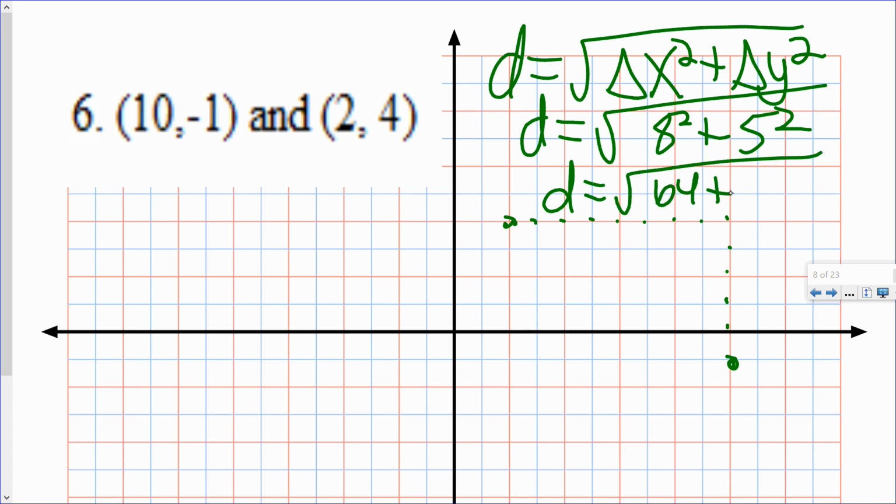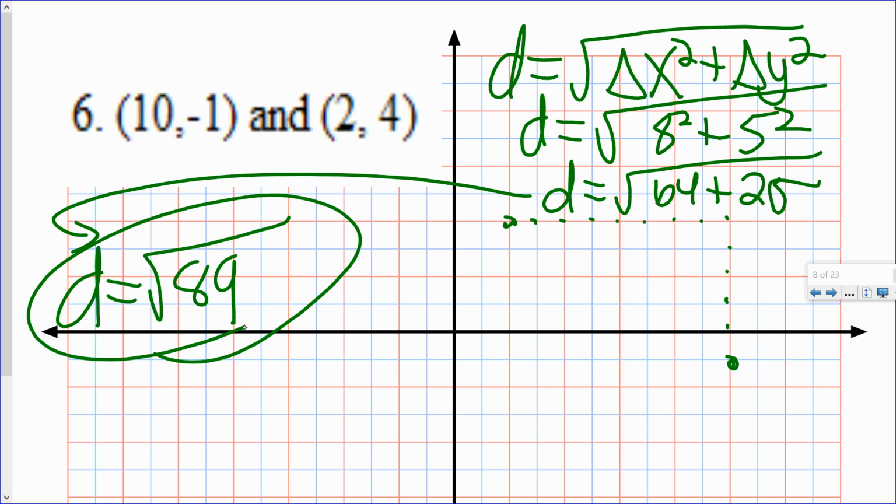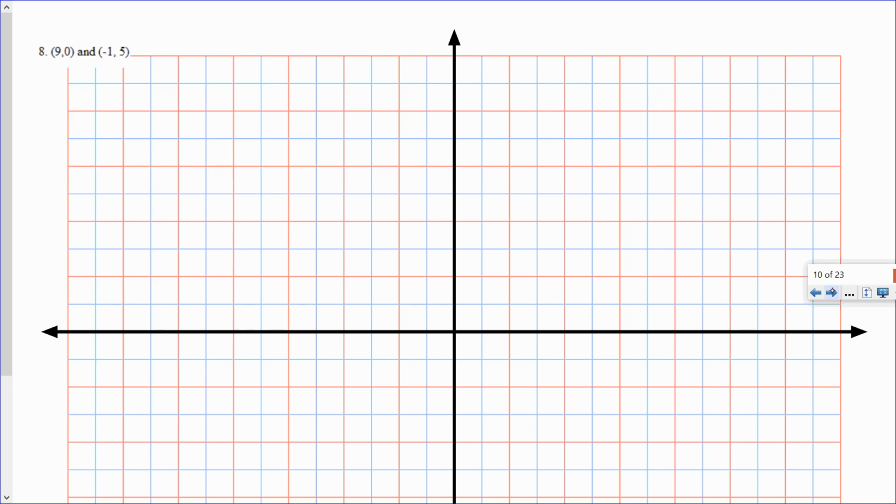64 plus 25. 64 plus 25 is 89. You can leave your answer like that. That's your answer. Let's just flip and see what else I got here.